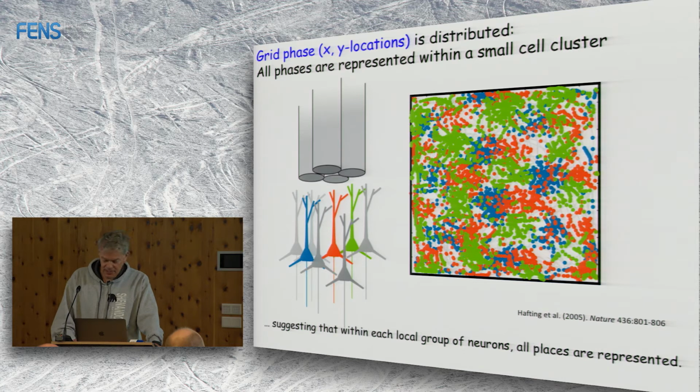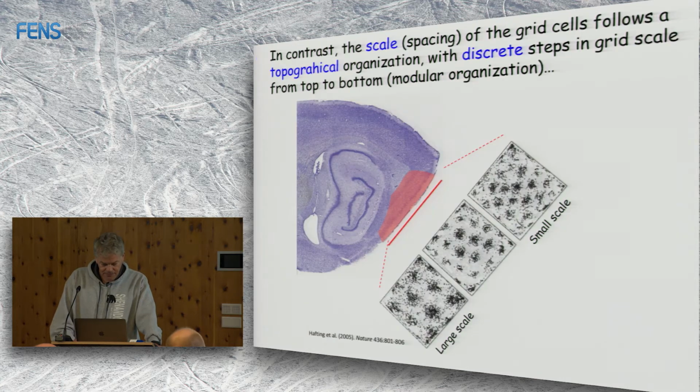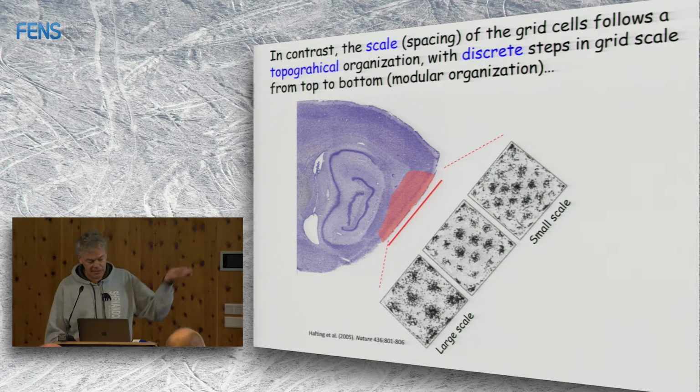When it comes to the scale, then you also heard that there's a dorsal ventral topography. So what you see to the left is a sagittal section of a rat brain. Red is medial entorhinal cortex. You start at the top, dorsally, and you have almost exclusively small-scale grid cells. That means that the distance between the grid peaks is small, and also the peaks themselves are small.